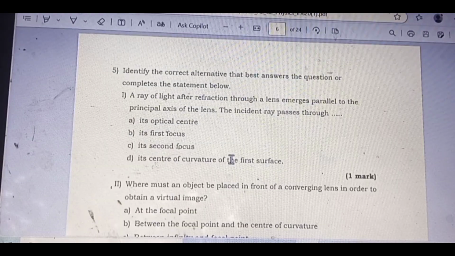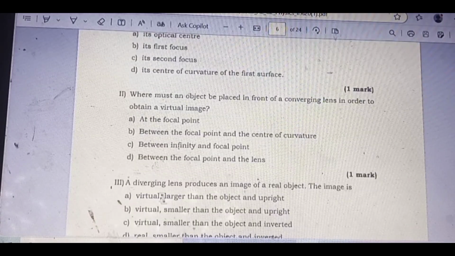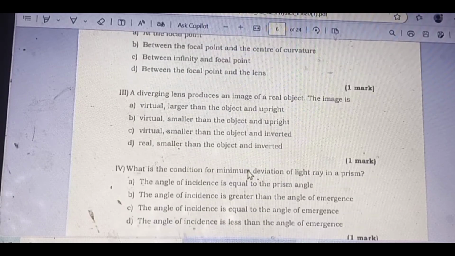II. Where must an object be placed in front of a converging lens in order to obtain a virtual image? The correct answer is letter D, between the focal point and the lens.